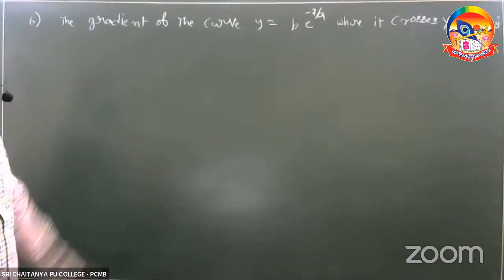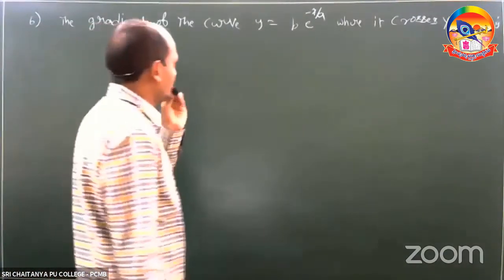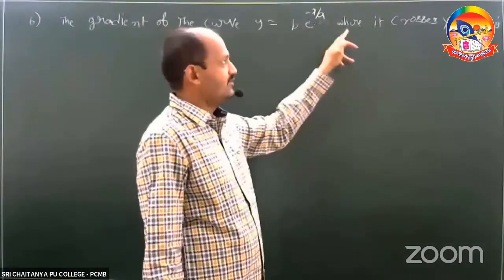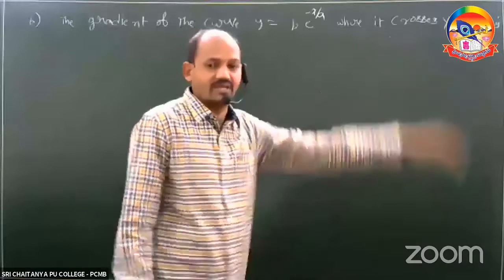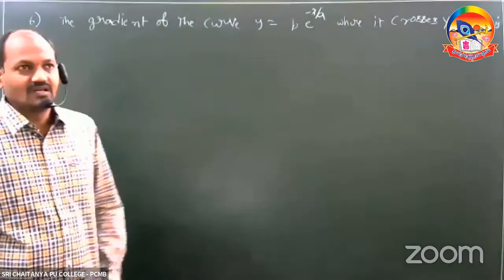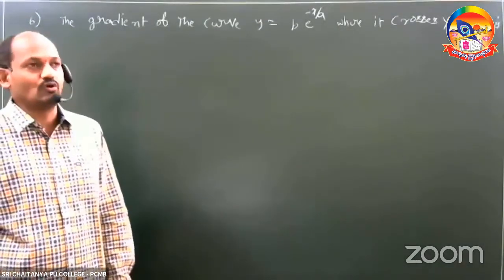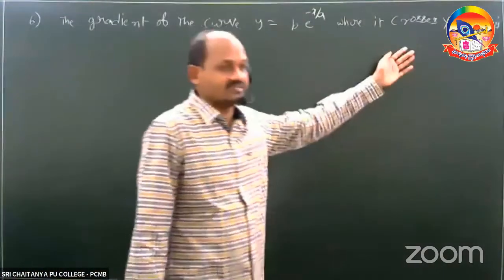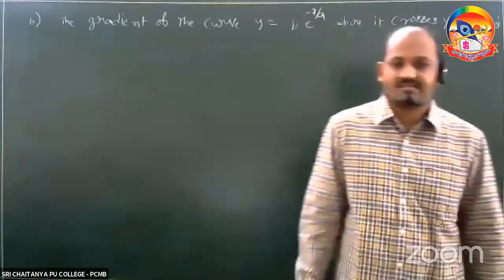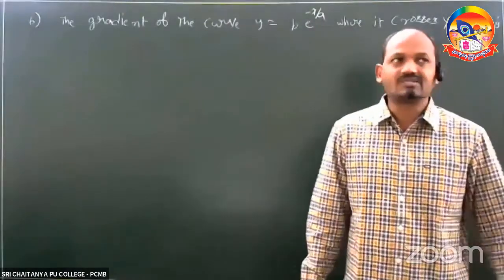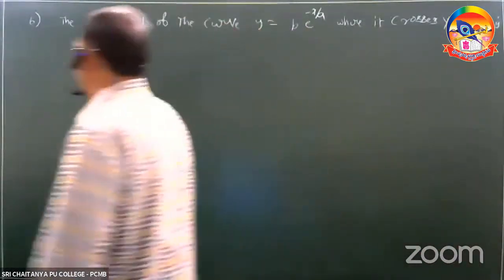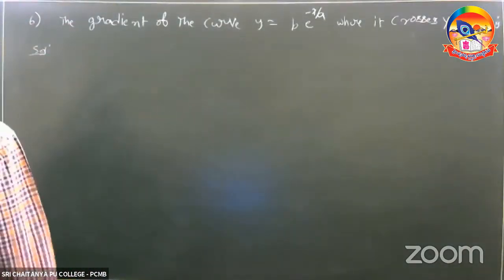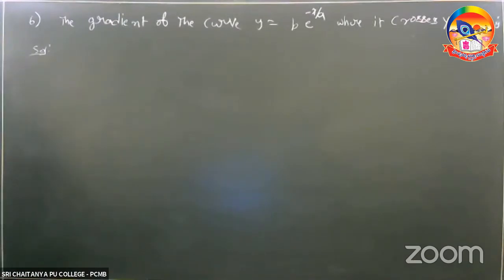The gradient of the curve y is equal to b e power minus x by a, where it crosses the y-axis. So gradient means slope, that means dy by dx. Any curve that crosses or cuts the y-axis has x coordinate equal to 0.